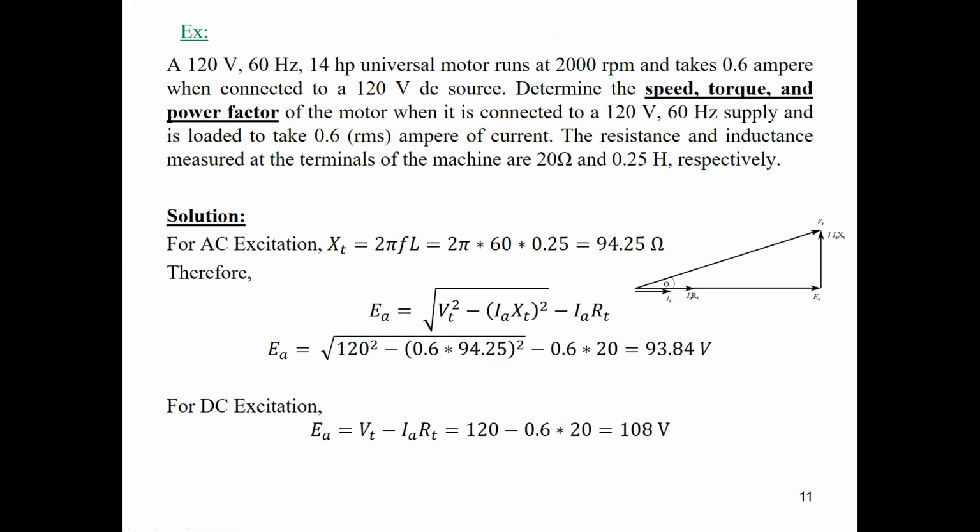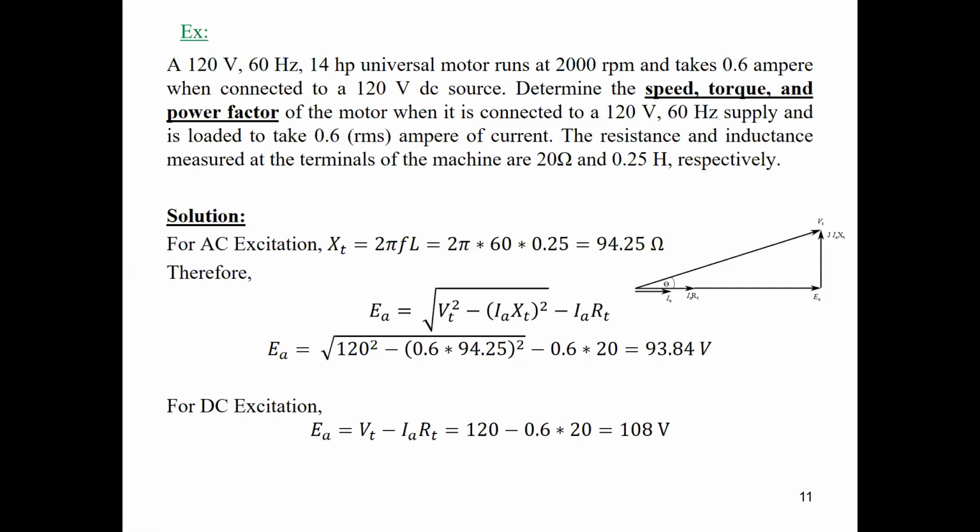Is it right? Because 14 horsepower, if you multiply it by 0.745, you'll have the value in kilowatts, which should be very high compared to that small power. Why did this happen? Losses, Doctor. Sorry? Losses. No, it's not losses.